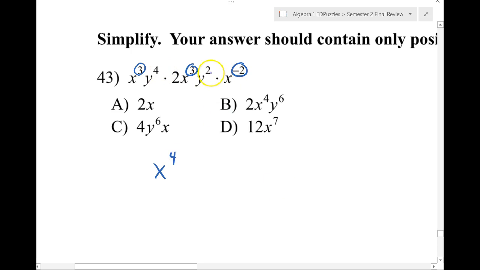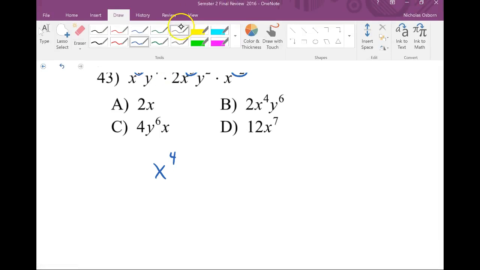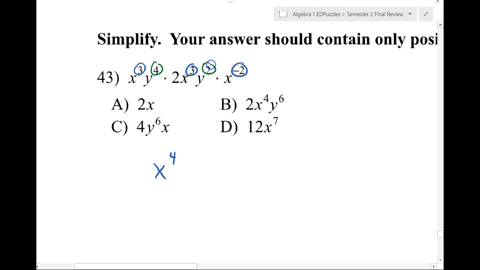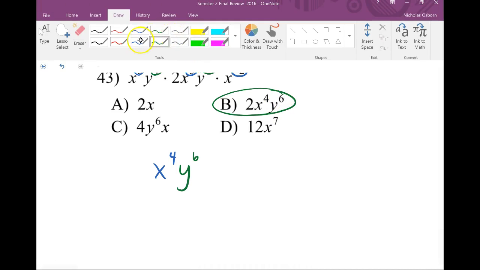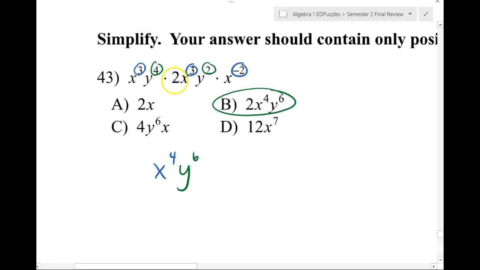And then for the y's, I have 4 and 2. So then I have y to the 4 plus 2 is 6. So which one of those is it? It would be B, because that's the only one that has x to the fourth and y to the sixth. And then you're probably wondering, what do we do with the number? Well, we multiply all the coefficients, and here the only coefficient present is 2. So it's 2x to the fourth times y to the sixth.